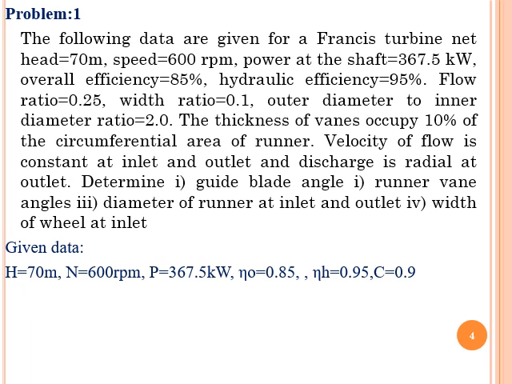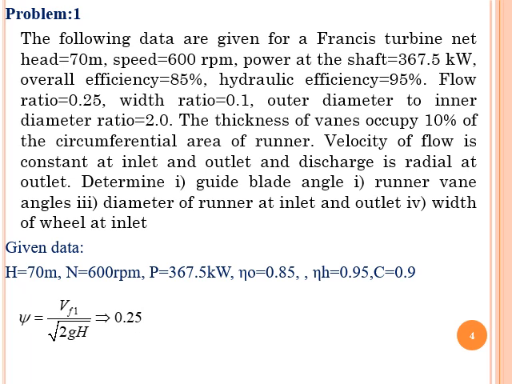So now this is given data. H is equal to 70 meter, N is equal to 600 rpm, power P is equal to 367.5 kilowatt, overall efficiency is equal to 0.85, hydraulic efficiency is equal to 0.95, area of contraction there is a 10% is given, for that reason the C value is equal to 0.9.